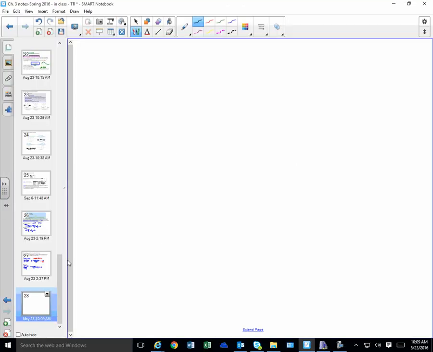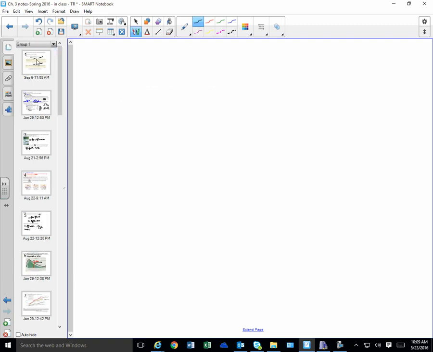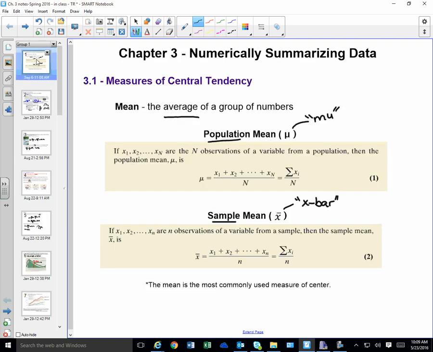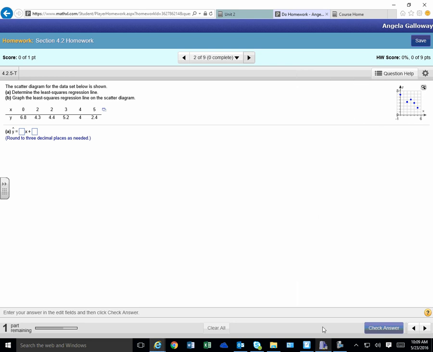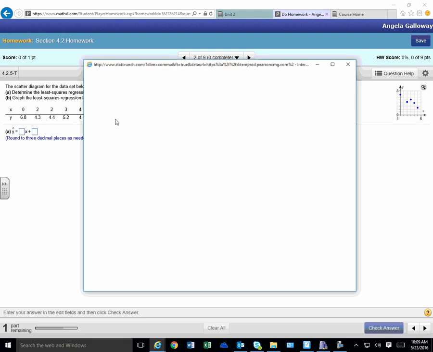Okay. And then that is the end of chapter 3. What I want you to learn from chapter 3 is making sure you know how to do these calculations in your calculator, using the one variable stats. The other thing we talked about in my prior video is that you could also do this using StatCrunch. So let me move this real quick. In StatCrunch, you can open something here.